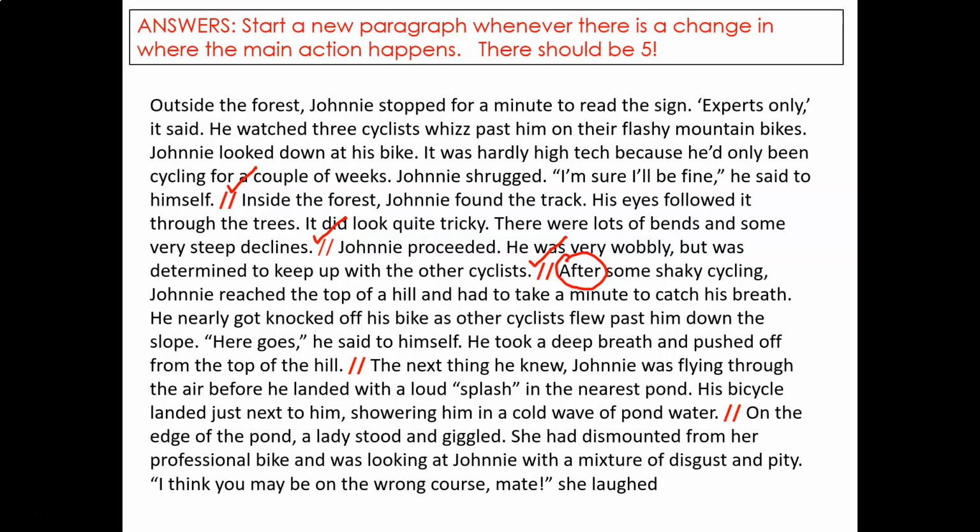After some shaky cycling, Johnny reached the top of a hill and had to take a minute to catch his breath. He nearly got knocked off his bike as other cyclists flew past him down the slope. "Here goes," he said to himself. He took a deep breath and pushed off from the top of the hill.